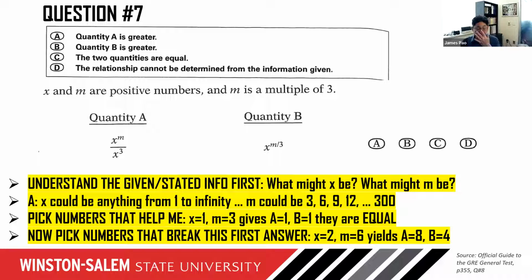In short, if you simply plug in and do the math, you will find that quantity A is equal to 1 and quantity B is equal to 1, given an X equals 1 and M equals 3 variable range setup. So they are equal. Now that tempts me to answer choice C, but I am not prepared to do that, right? Because I have not tested the range of values. So now I'm going to test the range of values.